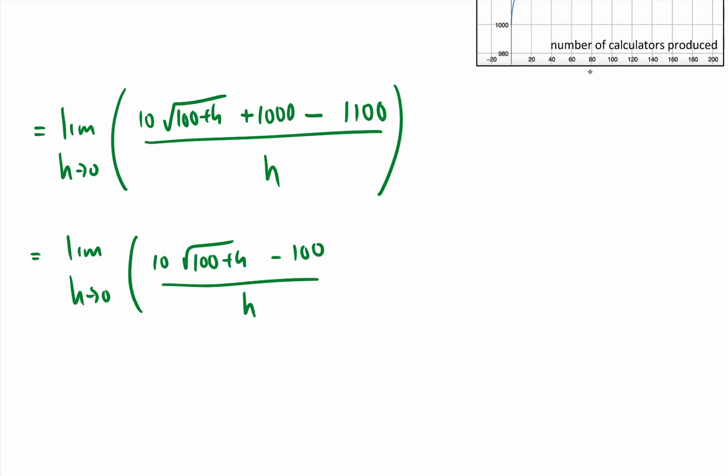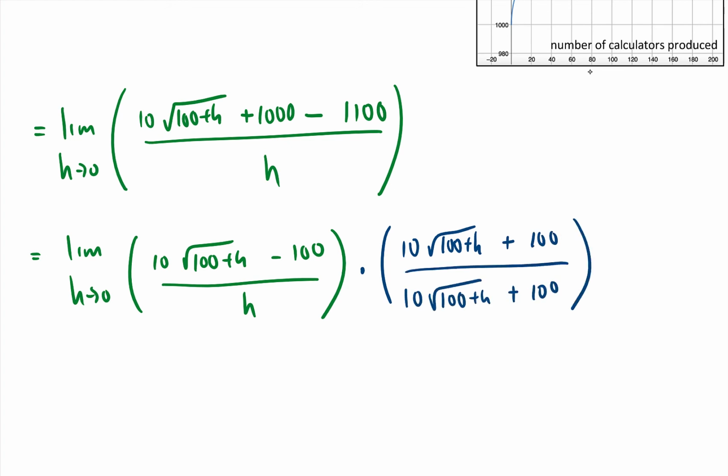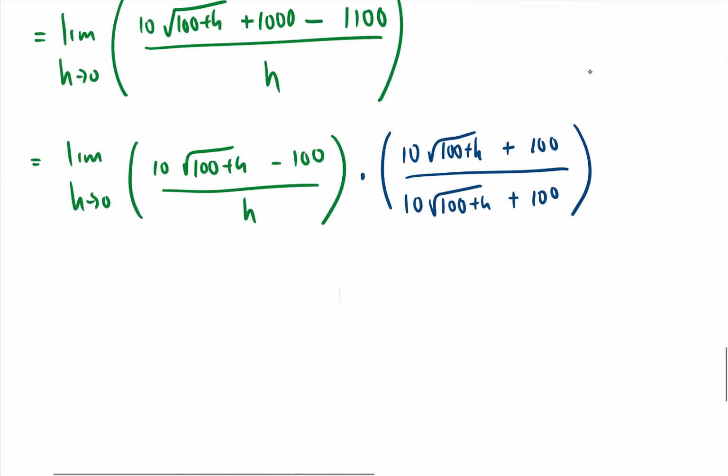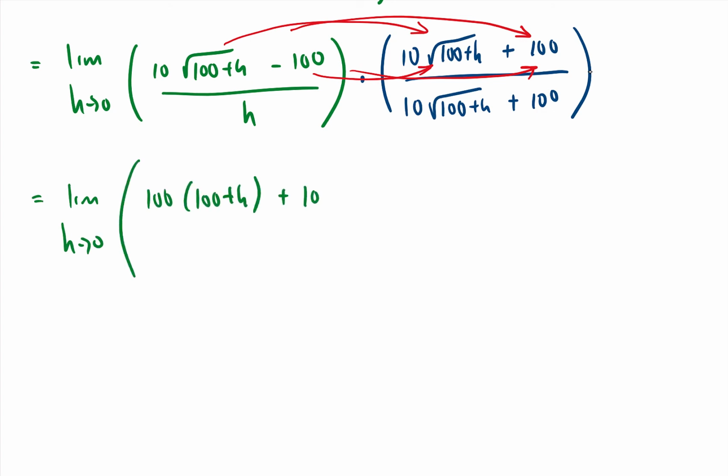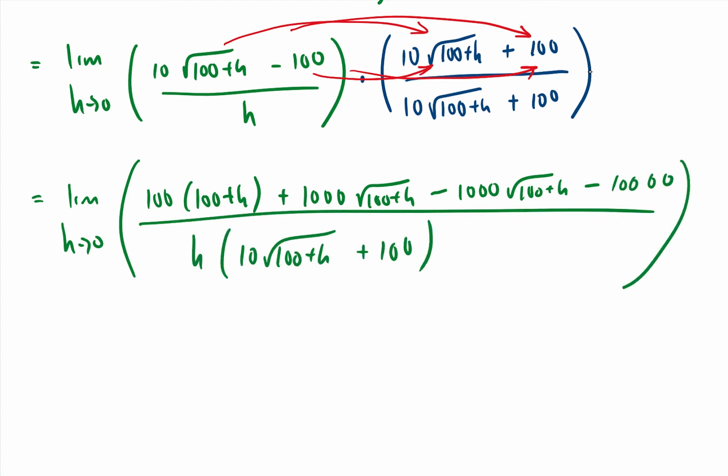Recall for examples such as this, we're going to multiply by a conjugate. So I'm going to multiply by 10 times the root of 100 plus h, and all I do is change the sign between the two terms, so this will become plus 100. And don't forget to divide by the same conjugate. Next, we're going to expand the numerator and multiply the denominator. And we can see those middle terms are going to disappear.